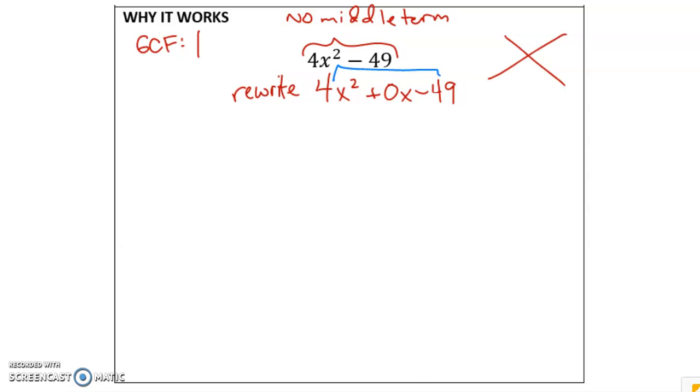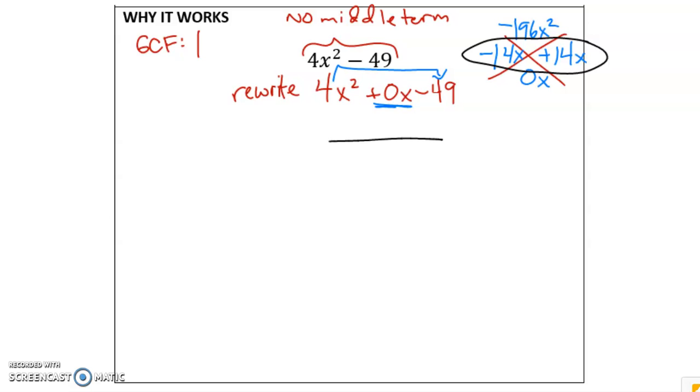Okay, so we're going to create our product sum puzzle. 4x squared times the constant negative 49 is negative 196x squared. The sum is 0x. So I need two numbers that multiply to negative 196, but add to 0. That tells me they have to be opposite signs and they have to be the same value. That means my product is a perfect square. So this is 14, positive and negative 14x. Okay, I could use Desmos. So that's what I know.